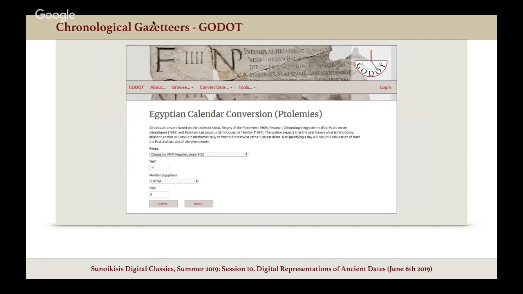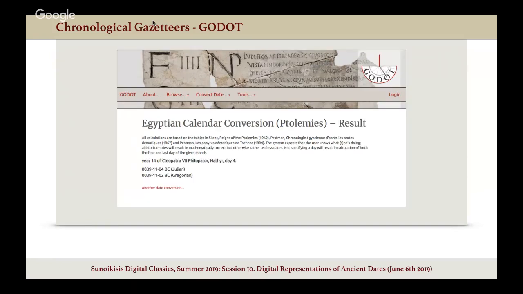As for tools, we have calendar conversions for the Egyptian calendar system and for Roman consuls. In this example, we have the Egyptian calendar system from the Ptolemaic period. We have, for example, Cleopatra VII, her 14th regnal year. The Egyptian month name is Hathor, and day 4. And if you click submit, you get as a result both the Julian and the Gregorian date.